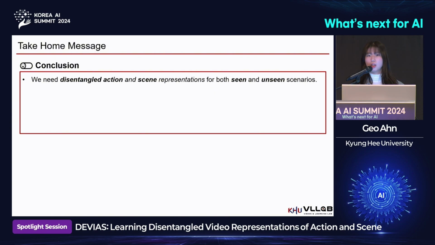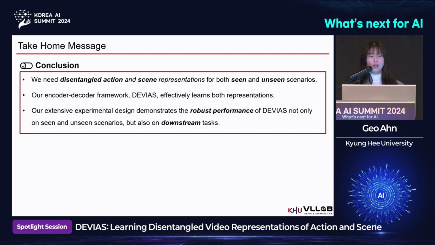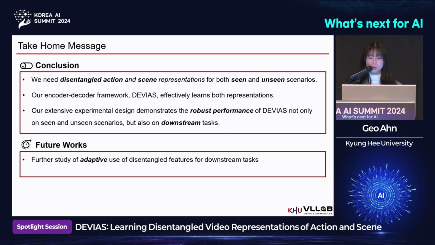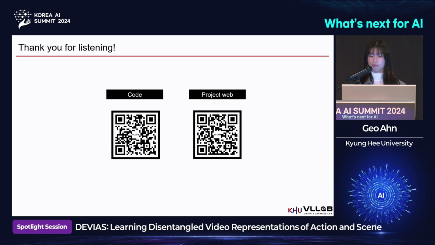In conclusion, we demonstrate that we need disentangled action and scene representations for both seen and unseen scenarios, and our DEVICE effectively learns both representations. Our extensive experiments demonstrate the robust performance of DEVICE. For future work, we plan to adaptively use the disentangled features for downstream tasks. Thank you for listening.